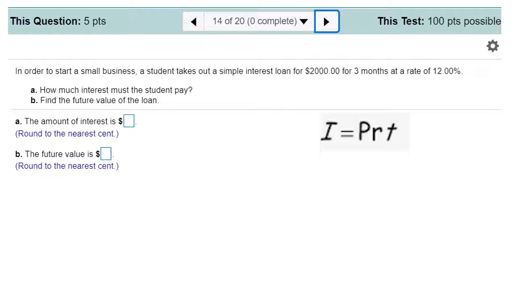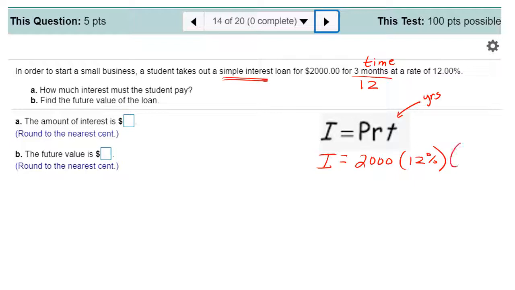Well, the formula for simple interest is given, and the interest would be the principal, which is the original amount of the loan, $2,000, times the rate, which is 12%, times the time. Now the time here is 3 months, and this formula normally counts time in years. So we have to convert the months to years by putting 3 over 12. 3 over 12 then would be 1/4, which is 1/4 of a year.